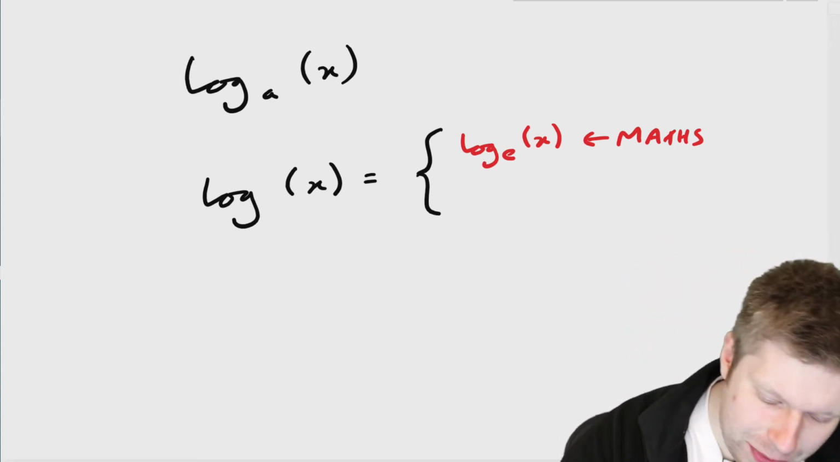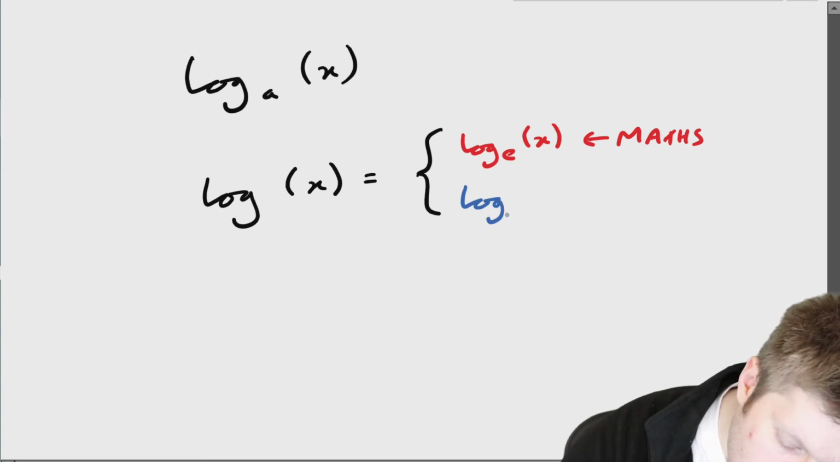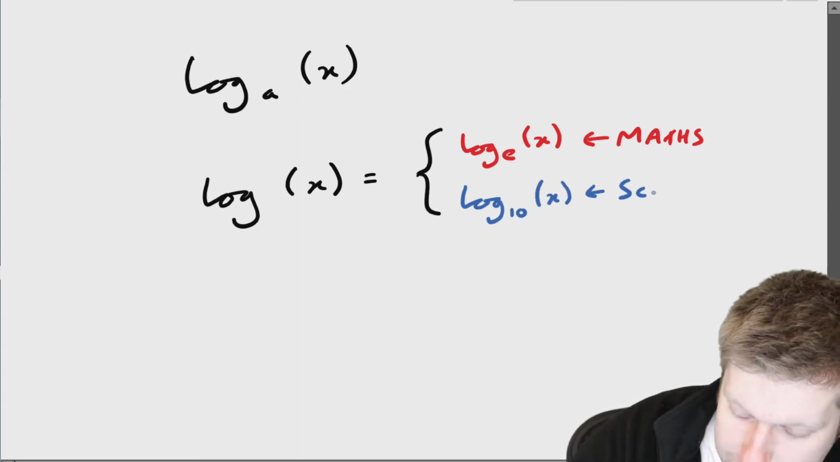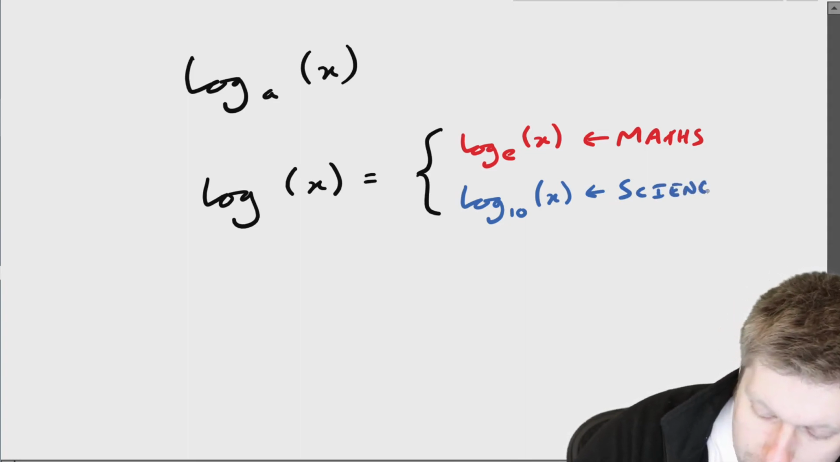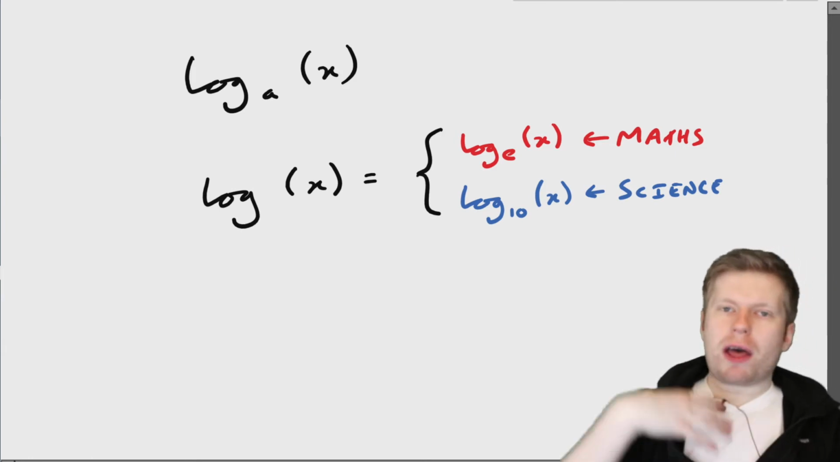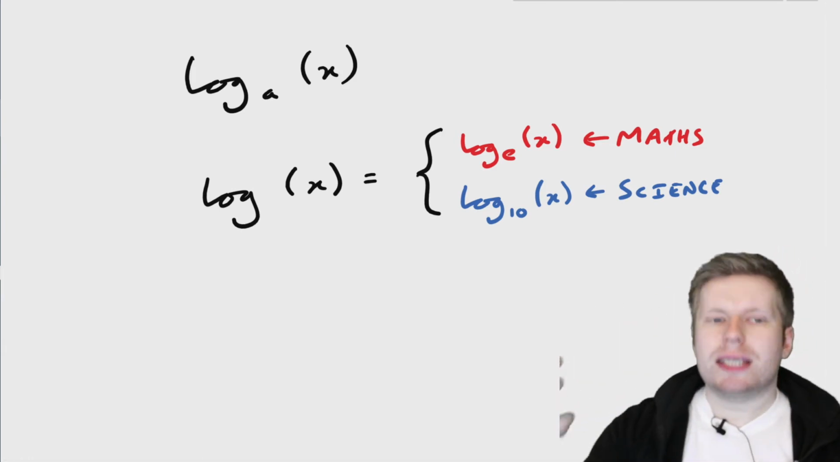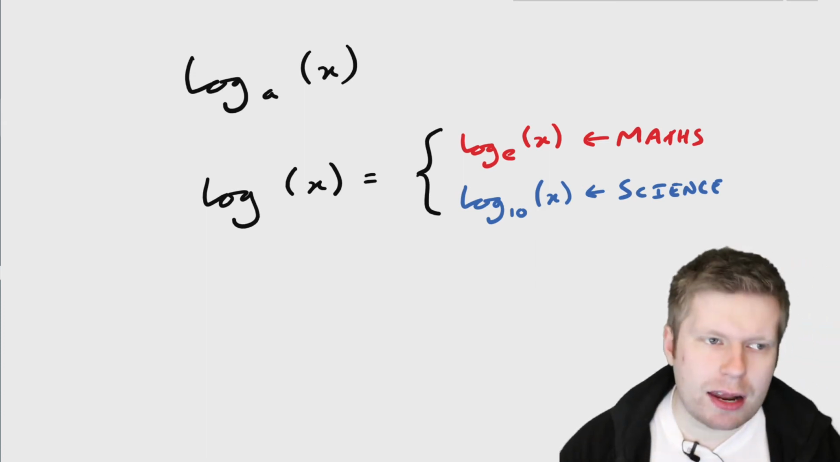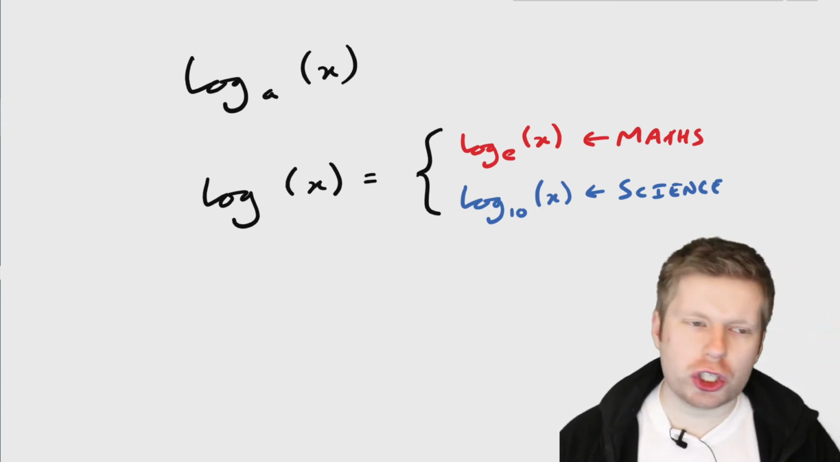But it can also mean something else. It can also mean log to the base 10 of x. And that's if you ask a scientist. So by a scientist, I mean like a physicist. So if you write log of x to a mathematician, that means log to the base e of x. To a scientist, that means log to the base 10 of x. So the question is, well, what should you use?